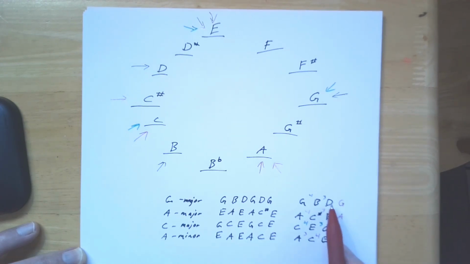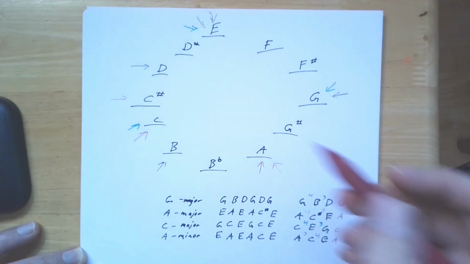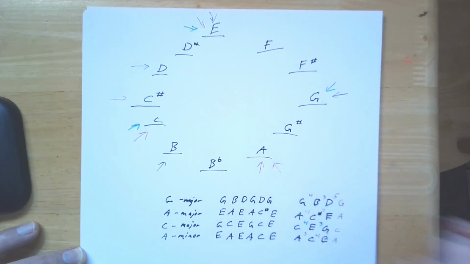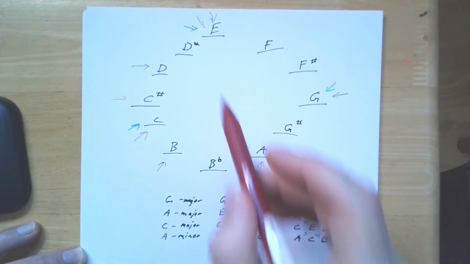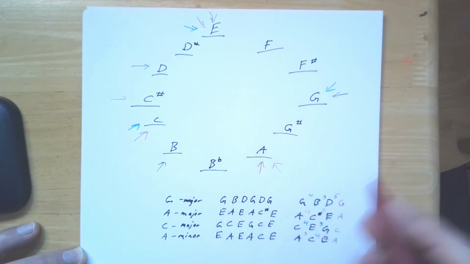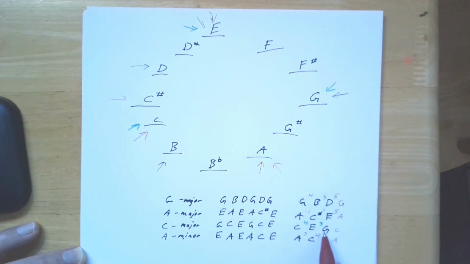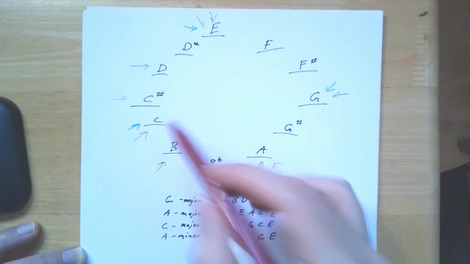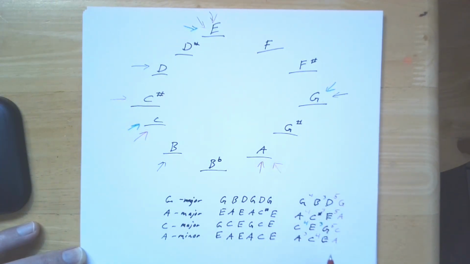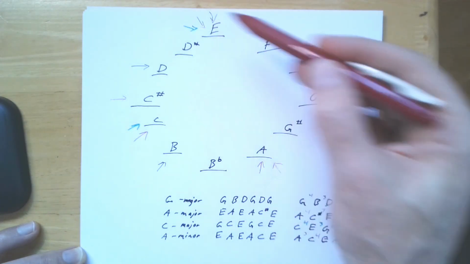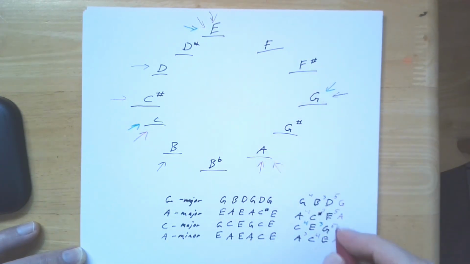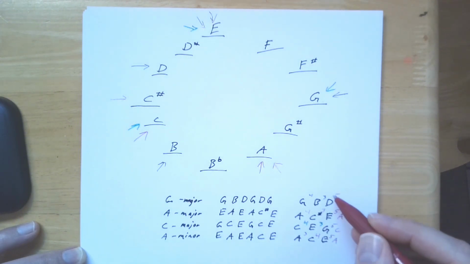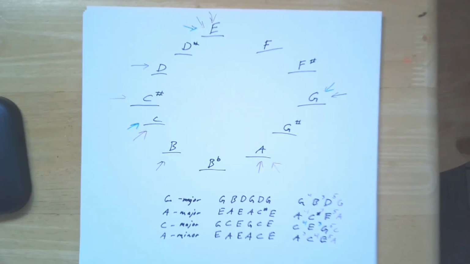All right, so what's this jump from the D to the G? 1, 2, 3, 4, 5. How about from the E to the A? 1, 2, 3, 4, 5. From the G to the C? 1, 2, 3, 4, 5. And from the E to the A? 1, 2, 3, 4, 5. Major and minor, that last jump is always 5 frets.